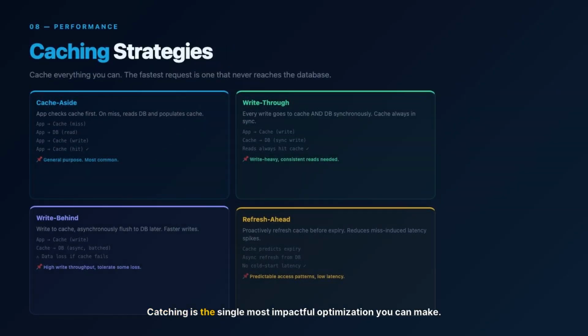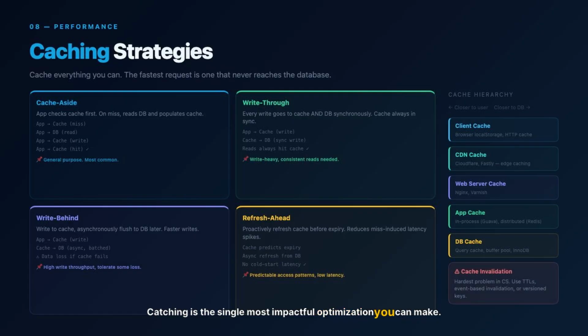Caching is the single most impactful optimization you can make. The fastest request is the one that never reaches your database. There are 4 main cache strategies. Cache aside. The application checks the cache first. On a miss, it reads from the database and writes the result back to cache. This is the most common pattern.